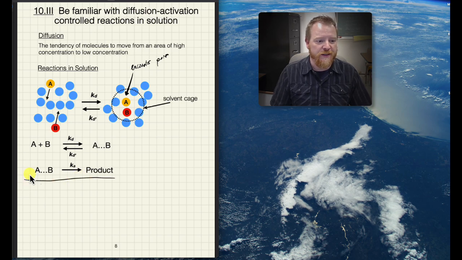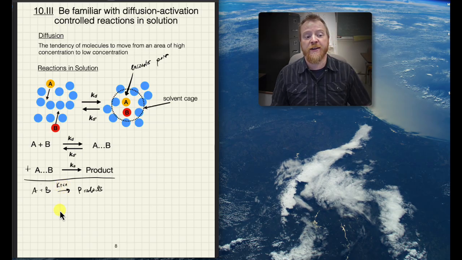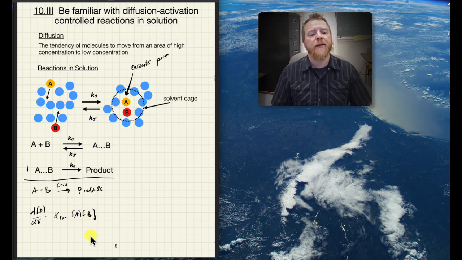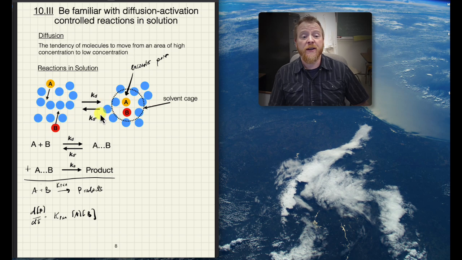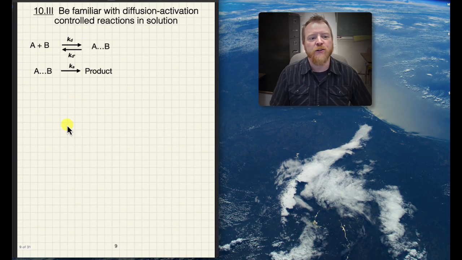So if we were to balance this whole mechanism, it looks like just a very simple A plus B goes on to make products occurring at some second order rate constant that I'll write K Rxn. And then of course we could write dP by dt as K Rxn times A times B for this overall process. But now what we need to consider is what is the rate of diffusion compared to the rate of activation. So that's really what that Ka stands for.